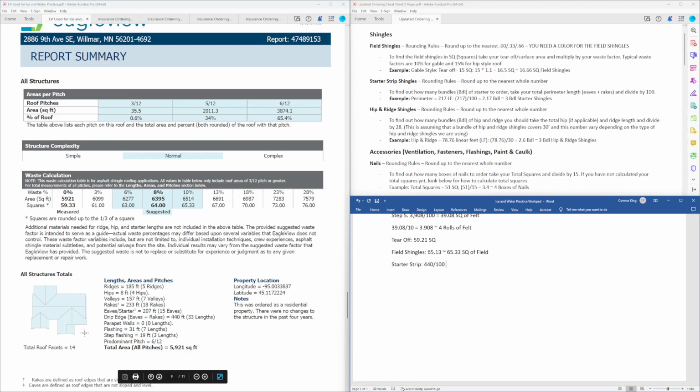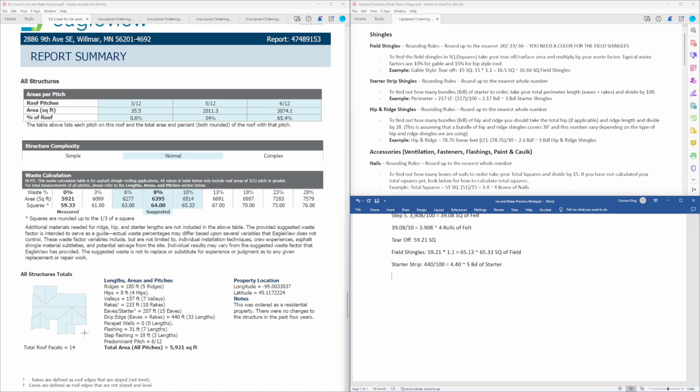We're going to divide that by 100, which is going to come out with 4.40, and we're going to round that up to 5 bundles of starter. And I'm actually going to just put in the work real quick here of what we did to get this calculation, just in case anyone missed it.